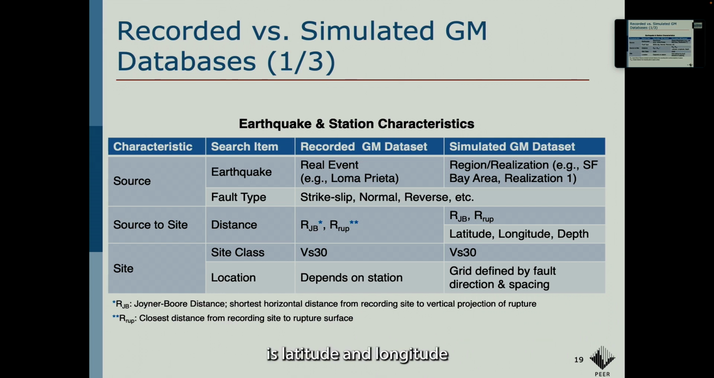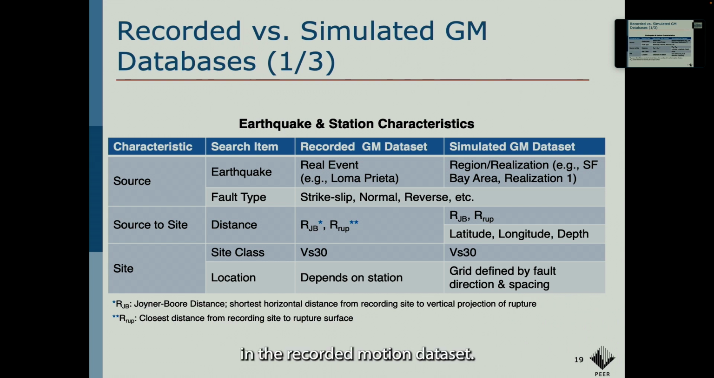So latitude and longitude become important search parameters in the case of a simulated ground motion data set. And we heard from multiple presentations that in the simulated data set, there are subsurface motions in addition to the surface motions. So depth is another parameter. In terms of the site, we mentioned VS30 is used in both simulated and recorded ground motion data sets.